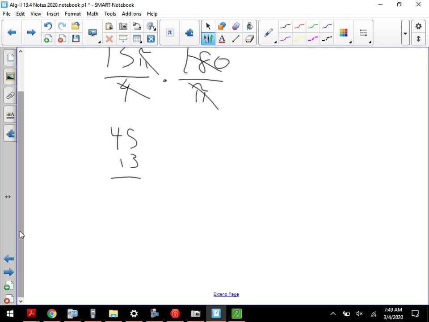We should be able to do long multiplication by hand if we need to. 13 times 45 gives me a 5 and a 4, and 585 would have been your degrees.